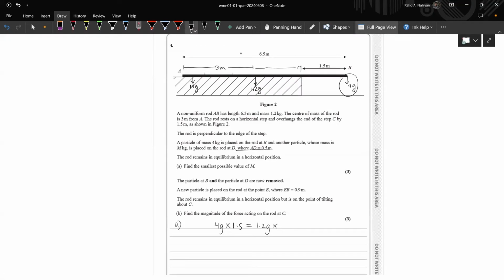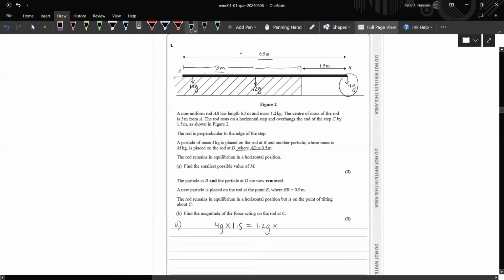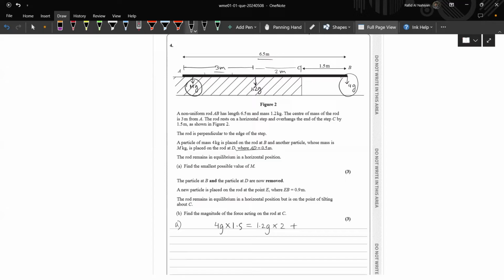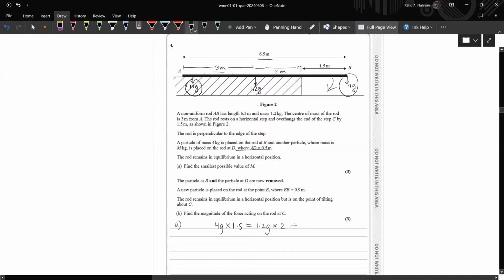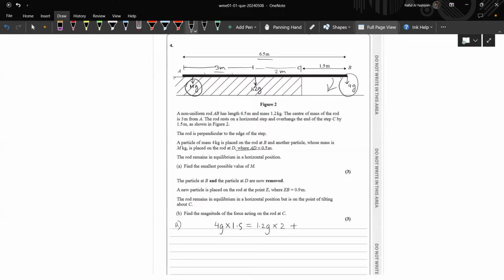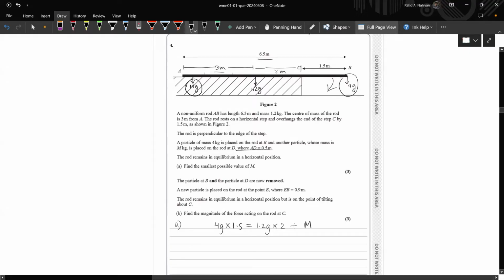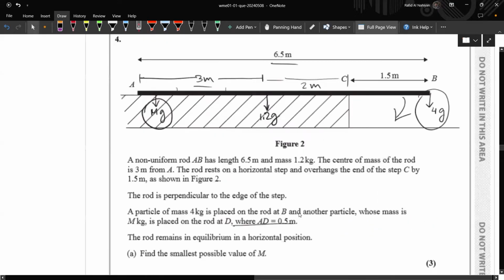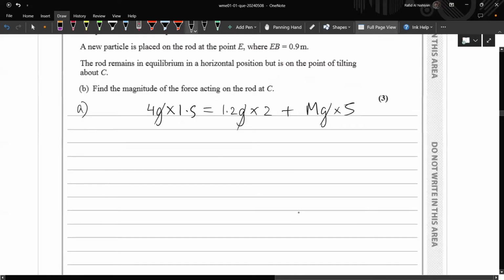What's this distance going to be? It's just 6.5 minus 3 minus 1.5, that is 2. So this is 2 meters. So 1.2g times 2 plus, I have to find the smallest possible value of m. If I had not put m here, what was going to happen? It was probably going to tilt in the clockwise direction about C. What's the smallest value of m that can prevent this tilt? That's what I have to find out. So let me write down mg times the distance from the pivot, which is 5 here, so mg times 5, and I can easily find m. I notice there's g on both sides, so I can cancel them, and I end up with 6 equals 2.4 plus 5m.